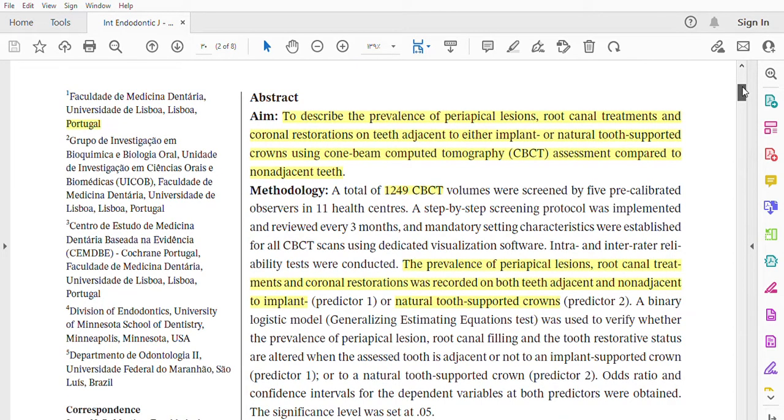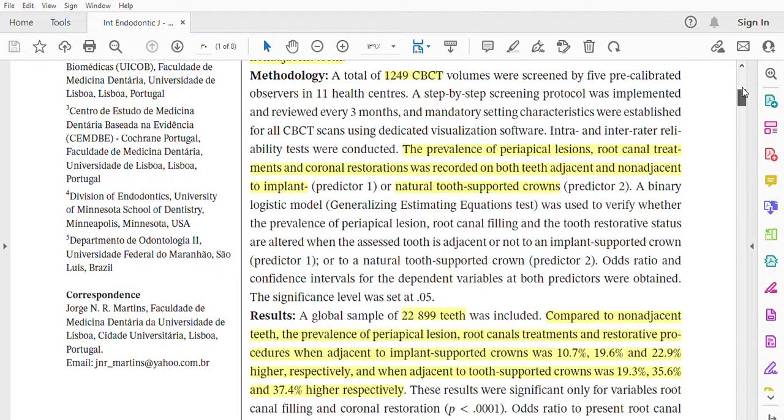In the methodology, a total of 1,249 CBCT volumes were screened by 5 pre-calibrated observers in 11 health centers. The prevalence of periapical lesions, root canal treatment, and coronal restorations was recorded on both teeth adjacent and non-adjacent to implant or natural tooth-supported crowns.